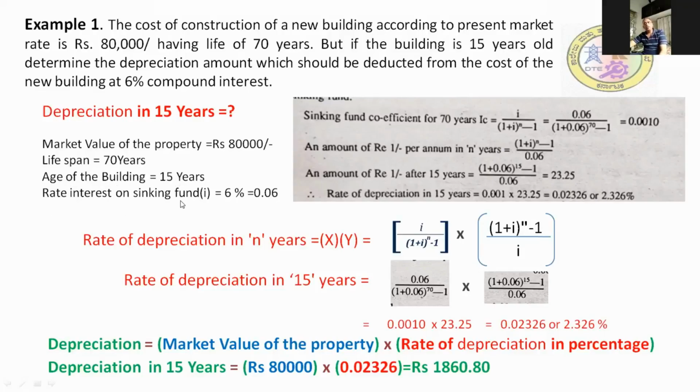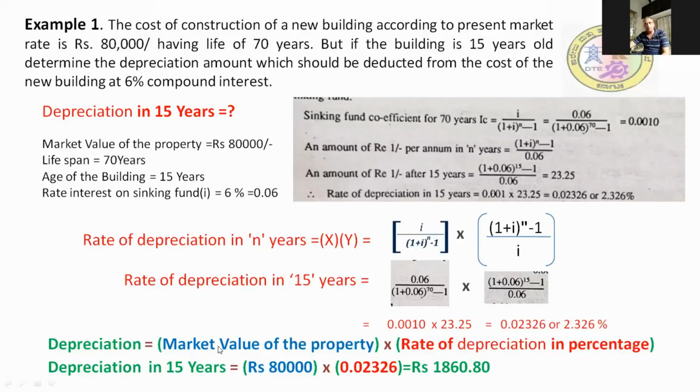Rate of interest on sinking fund accumulated is equal to i, that is equal to 6%. That is expressed in decimals, therefore it is 0.06. The depreciation is equal to market value of the property multiplied with the rate of depreciation in percentage. Therefore, rate of depreciation is equal to x into y. So the rate of depreciation becomes 0.02326, or if expressed in percentage, it is 2.326%.